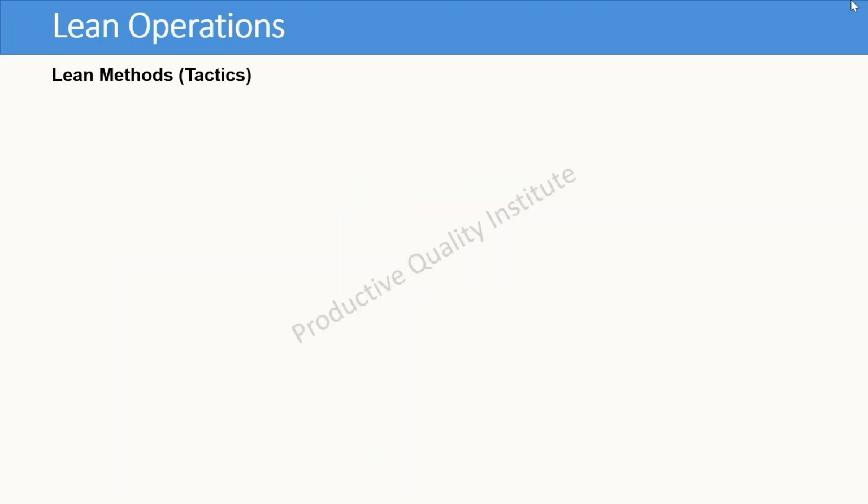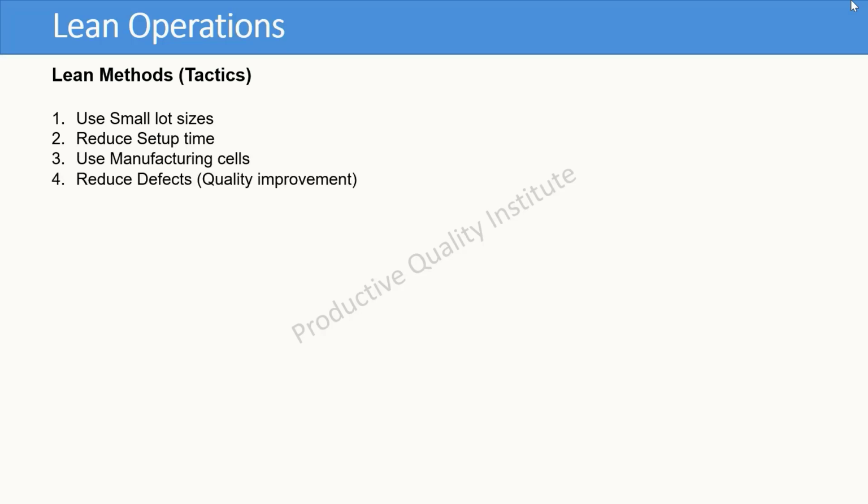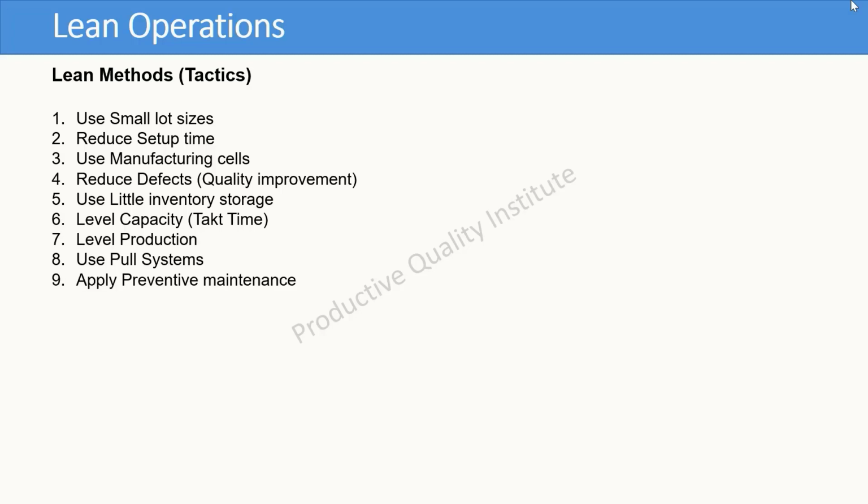Now we will introduce the lean methods, and they are as follows. Use small lot sizes. Reduce setup time. Use manufacturing cells. Reduce defects by improved quality. Use little inventory storage. Level capacity using takt time calculation. Level production. Use pull systems. Apply preventive maintenance. Good housekeeping by using the 5 S's. We will make a short introduction for every method in the next slides. However, detailed information will be introduced during the course.